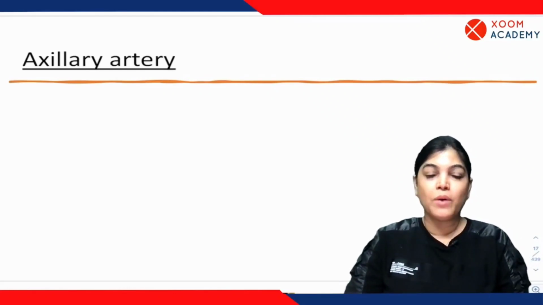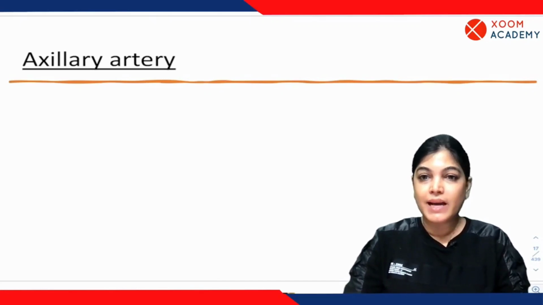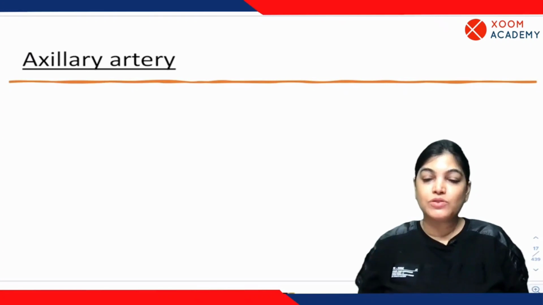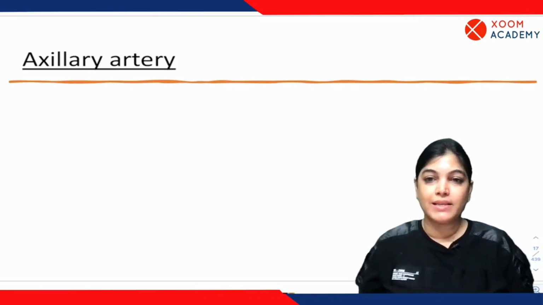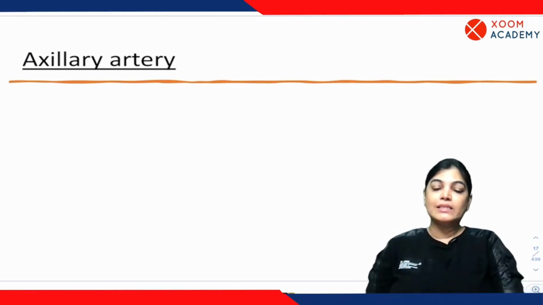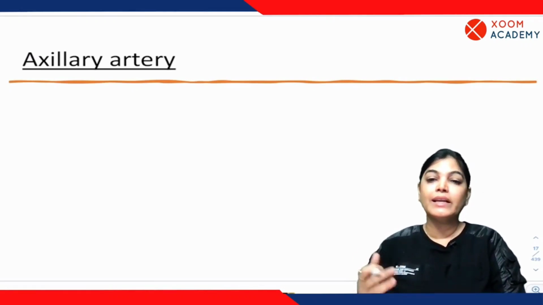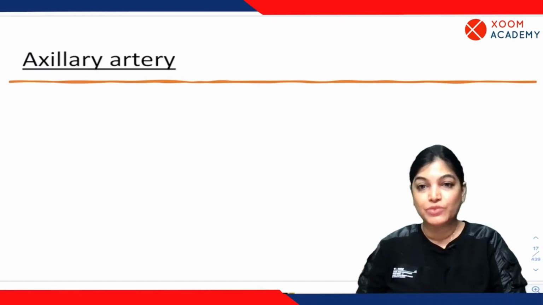Let's start with the second topic, axillary artery. Axillary artery is an important source of blood supply for the upper limb. So first thing is to understand the extent of axillary artery. If I talk about the arteries, they are in continuation with each other. Only the thing is that the name changes according to the anatomical reason.